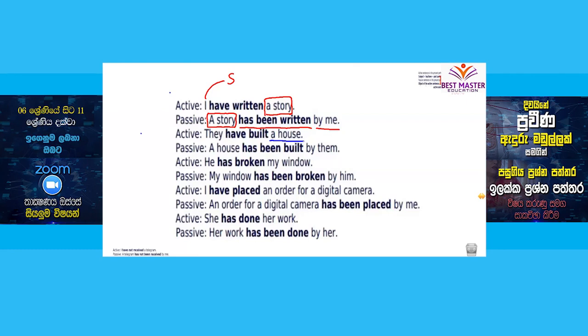B-U-I-L-T is the past participle verb. A house has been built. By they? No, by them. A house has been built by them. Look at the answer here. A house is singular, so we use has been, and the past participle of build is also built, by them. Now it's very familiar to you.